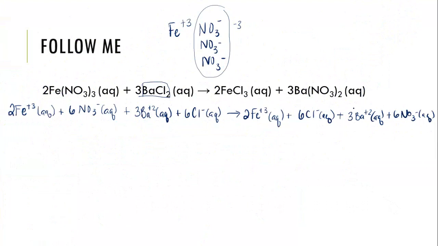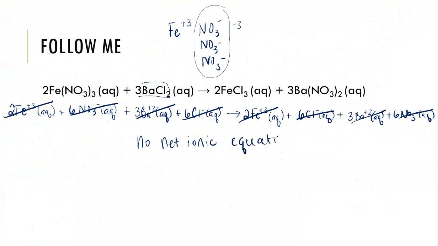We're going to cancel out everything that's the same on both sides. Look, I see 6 NO3 minuses on both sides. I see 3 Ba2 pluses on both sides. And I see 6 Cl negatives on both sides. Everything cancels out. So what do we put? We write no net ionic. There is no net ionic equation.